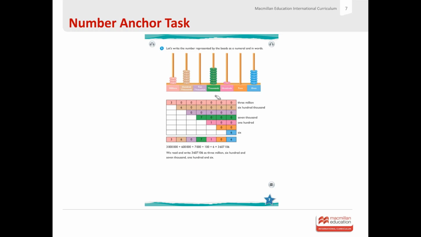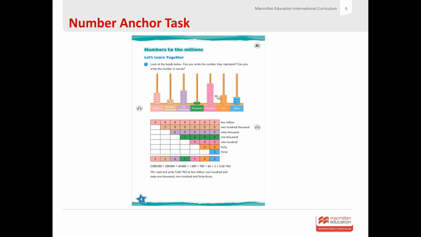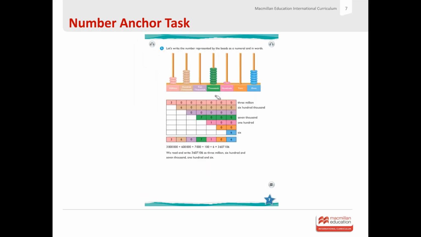So the second page, you can see here, let's write the number represented by the beads as a numeral and in words. So you've got the first anchor task here. Then you might ask another question just to give the children more confidence. I might ask them a second question. This is anchor task number 2, right?